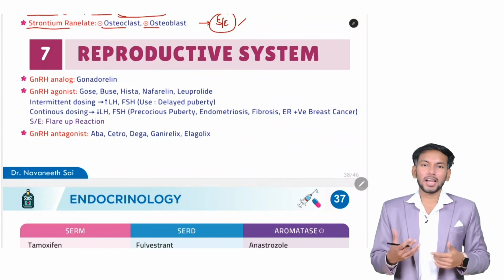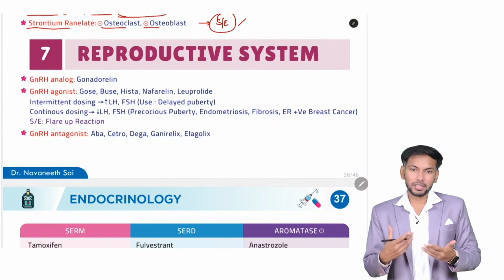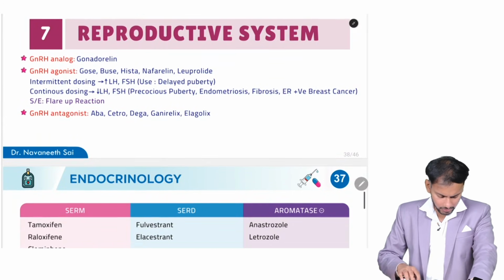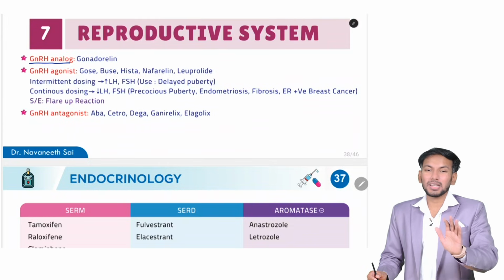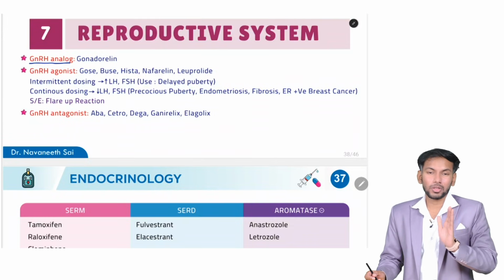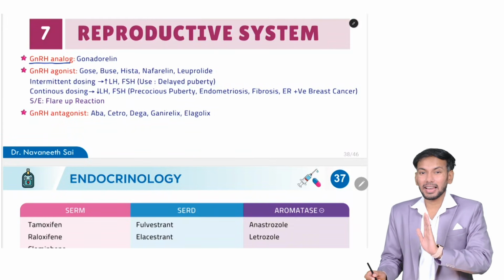Yes. So, now we will start with the drugs acting on the reproductive system. First, we will see the female reproductive system drugs. Yes, these are going to be GnRH analogs. Now, when gonadotropin releasing hormone is released, it will act on the pituitary gland. It will release LH and FSH.